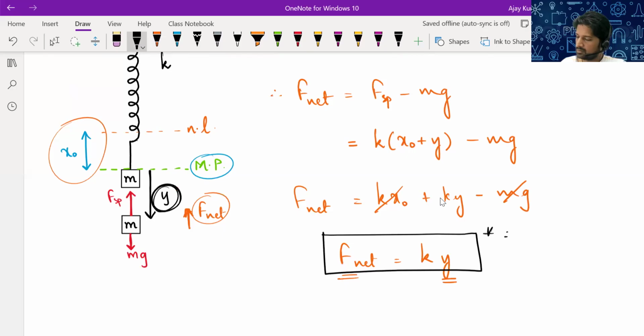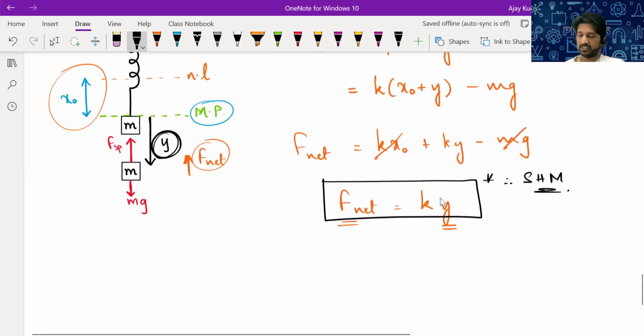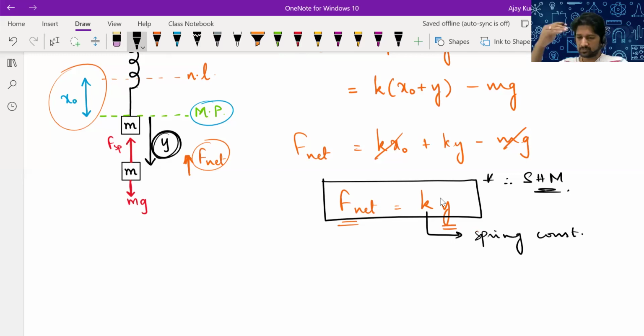Therefore, it executes simple harmonic motion. And again, the force constant, the proportionality constant between force and displacement from mean position, is still the spring constant. So even if gravity is acting, even if the spring block system is oscillating under gravity, it will execute SHM with the force constant as the spring constant itself.